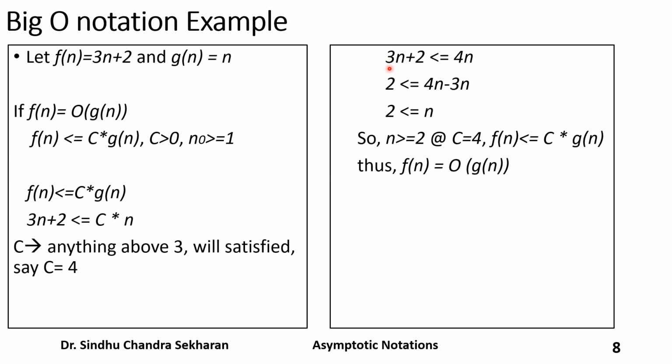So you can substitute and see 3n + 2 is less than or equal to 4n, where n is greater than or equal to 2 at c = 4. Thus, you can say that f(n) is big O of g(n). This is big O notation.